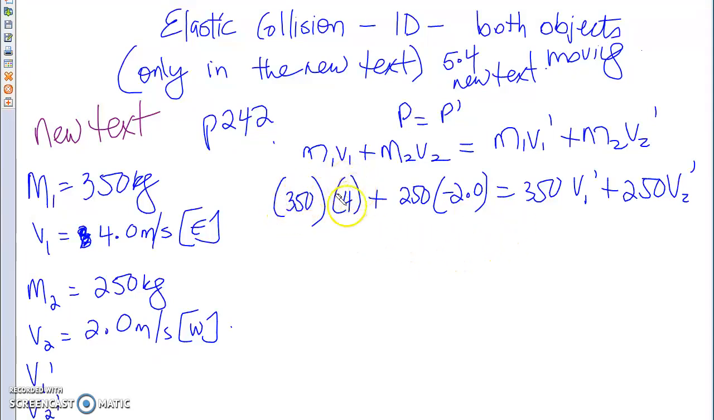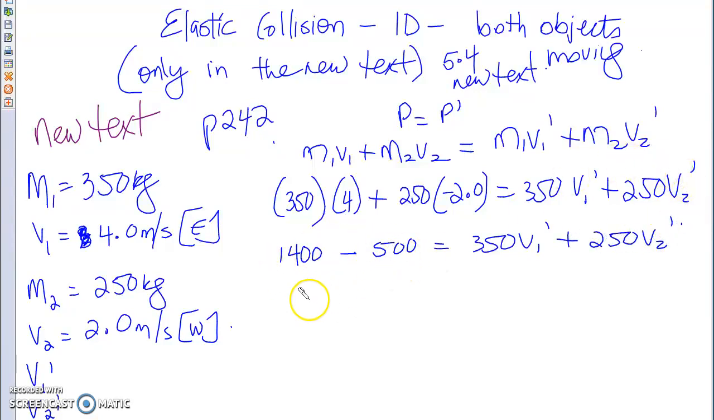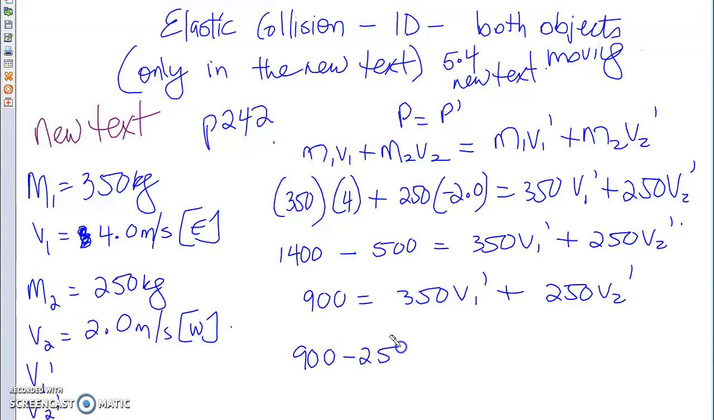Okay, so you've got 350 times 4, which is 1400, minus 250 times 2, which is 500, which equals 350 times V1 prime plus 250 times V2 prime. 1400 minus 500 is 900, which equals 350 times V1 prime plus 250 times V2 prime. Now we're going to solve for V1 prime just like what we did with objects where only one object was moving. So it's going to be 900 minus 250 times V2 prime, divided by 350, which equals V1 prime.